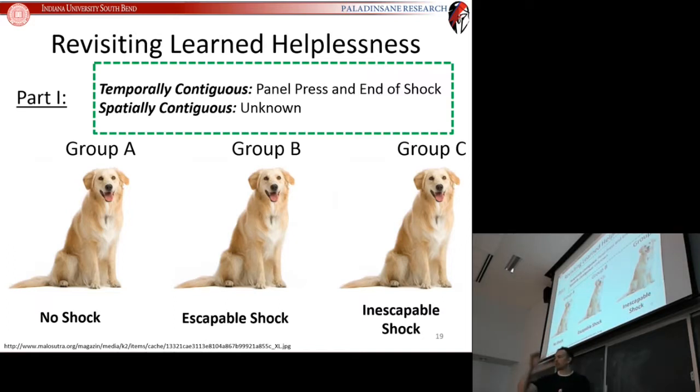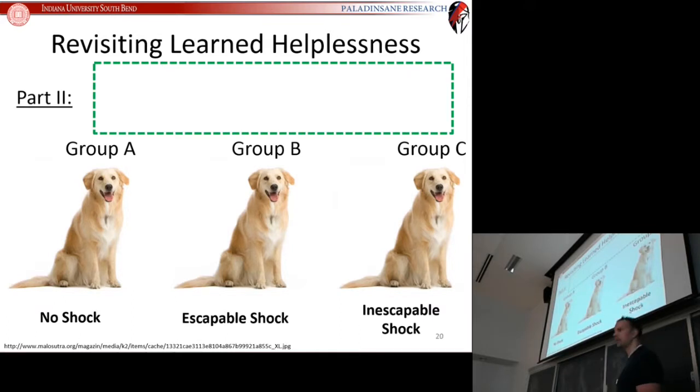And again, there's more learning occurring when there's high temporal contiguity and there's high spatial contiguity. So if that panel was right at the floor, the dogs would probably learn the association in fewer trials. And if that panel was pressed and then 5 seconds later the shock turned off, the dogs would take more trials in order to learn to press that panel because of the decrease in temporal contiguity with that 5-second delay.